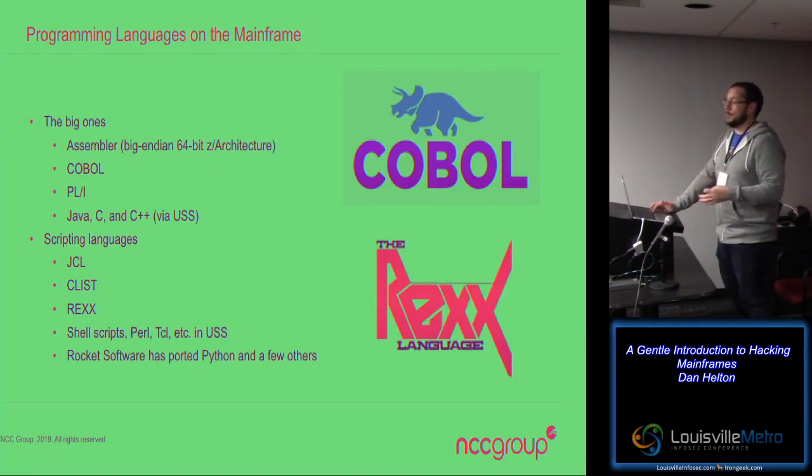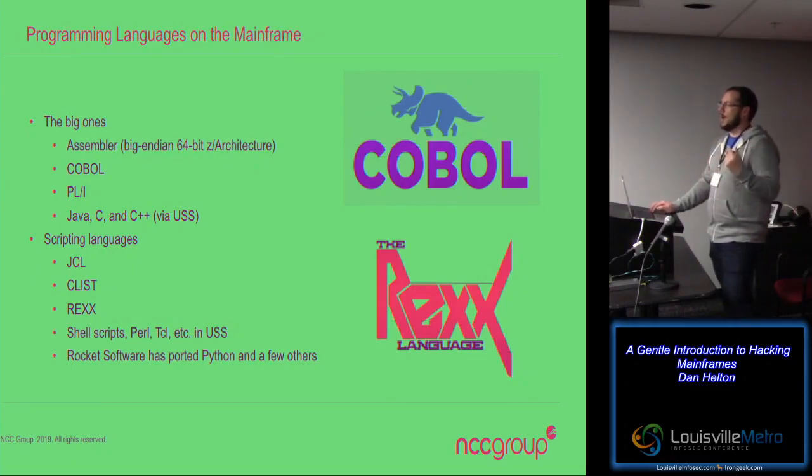REXX is much more popular. REXX is a scripting language that's more comparable to something like Perl or Python. It's a lot more powerful, a lot easier to read, a lot easier to use, and that's by far the most popular scripting language for sysprogs to do their work in. And there again, with USS, you get access to a lot of stuff like bash scripts, Perl, TCL, things like that. And in particular, there's a company called Rocket Software that's ported Python and a lot of other stuff over to USS that a lot of it's free. You can download it from their FTP site and install it.